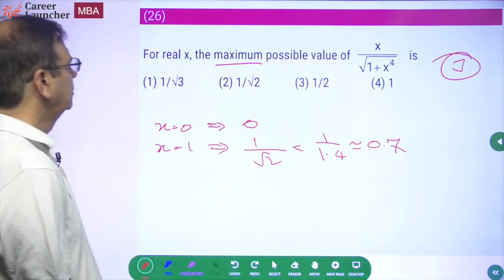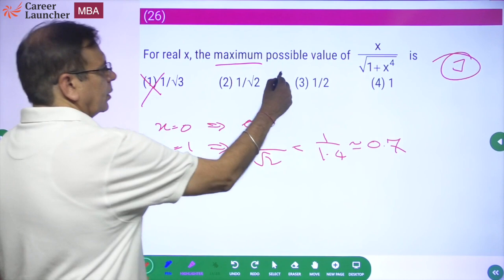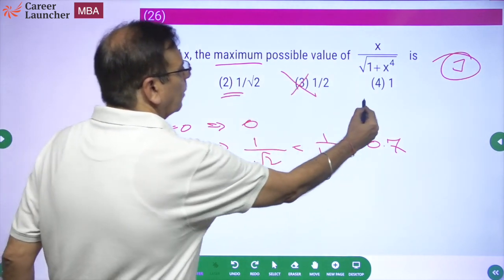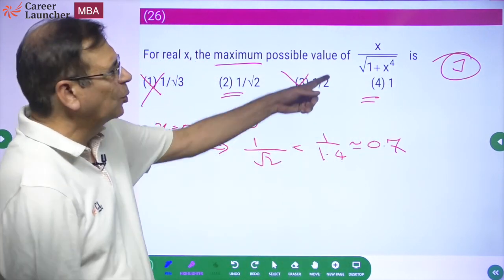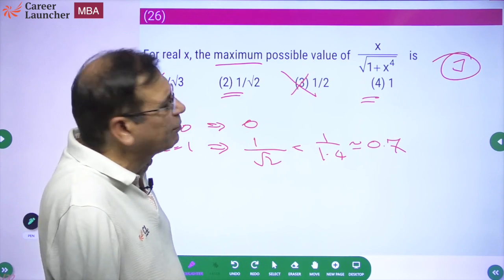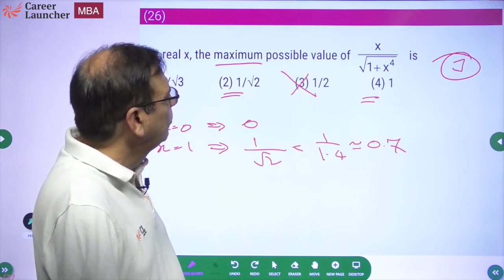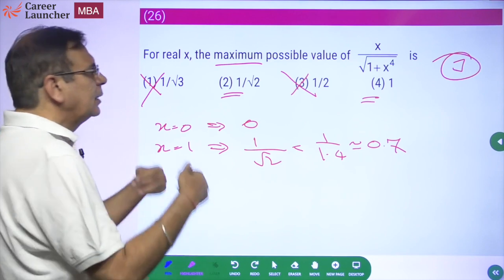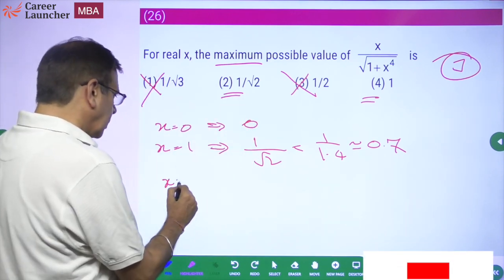What does that mean? This is a wrong choice. The answer will be either 1 upon under root 2 or 1. But can this ever be 1? Think. Just look at the figure. Look at the expression, sorry. Okay? Not clear? Let's take another value of x.